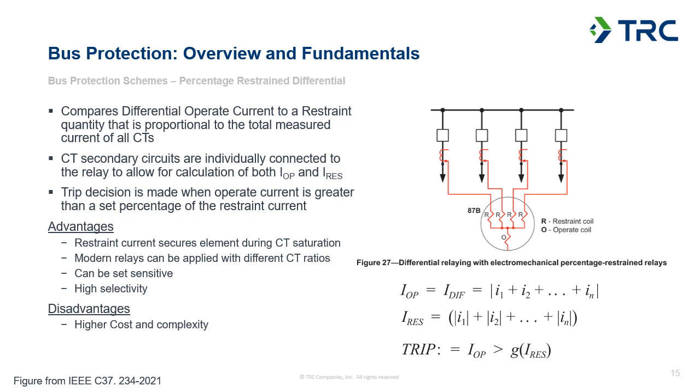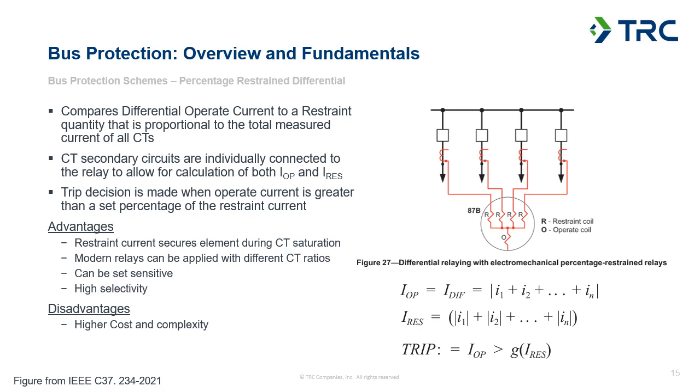So for an internal fault, those would roughly be the same quantity. But for an external fault, your differential current, even with some CT saturation, is going to be a fairly low quantity, and the restraint current is going to be a fairly high quantity. And that really secures that differential element against some of the effects of CT saturation. So the advantage of the scheme is that the restraint current secures this element. You still have to consider your CT saturation, but you're a lot less prone to misoperation for CT saturation.